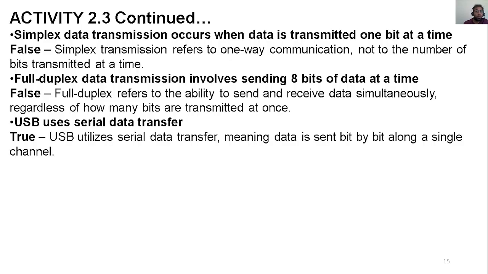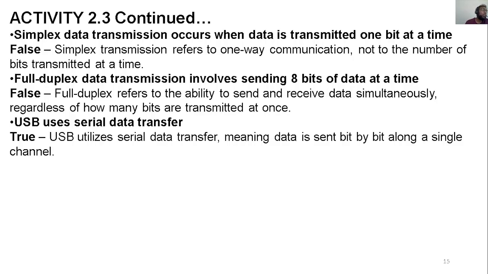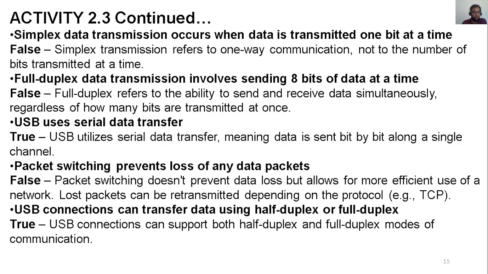If you talk about USB using serial data transfer, that's absolutely true, meaning data is sent bit by bit along a single channel. Packet switching prevents loss of any data packets. Wait, packet switching does not prevent that itself. We have to protect our packets by using hop number, CRC error checking, and there are different methods. Lost packets can be retransmitted, depending on the protocol. Packet switching doesn't prevent data loss, but allows more efficient use of the network.